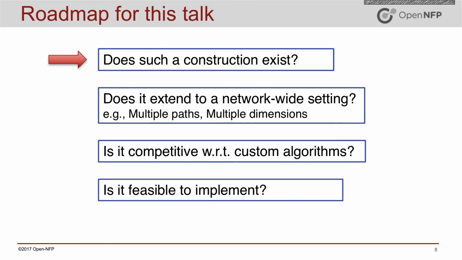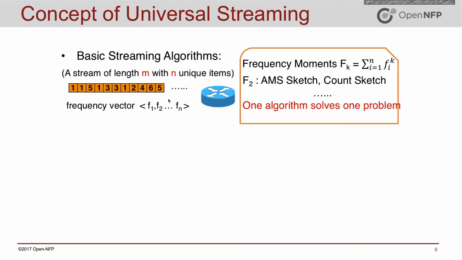Is it feasible to implement in modern hardware like Open-NFP type appliances and so on? And there's also a question about how you do system-wide deployments of these in a whole network and so on. So this is going to be the roadmap for this talk. I'm going to focus on does such a construction exist? Then I'm going to talk about the other questions one after the other.